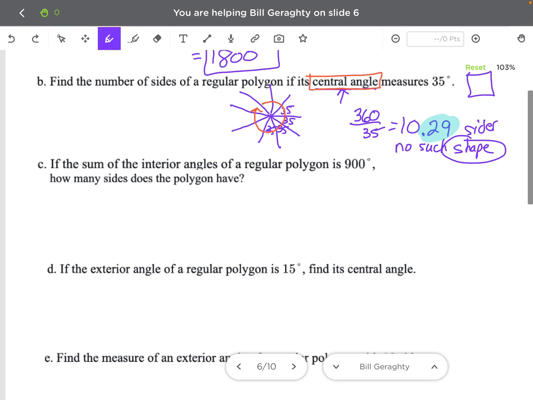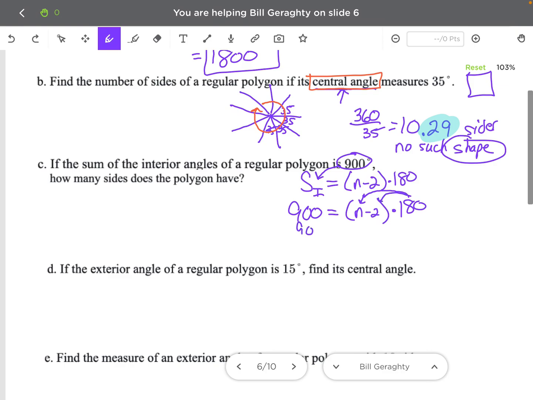The next one, if the sum of the interior angles is 900, so immediately I'm writing down sum of the interiors is n minus 2 times 180. They're telling me that the sum of the interiors has to be 900. 900 has to equal n minus 2 times 180. Now, this is up to you. If you want to plug in numbers for n and see what makes this true, go ahead and do that. I'm just going to solve this equation by distributing. So I'm going to distribute this 180. 900 is equal to 180n minus 360. Add 360 to both sides.